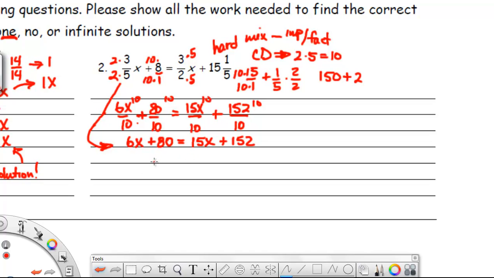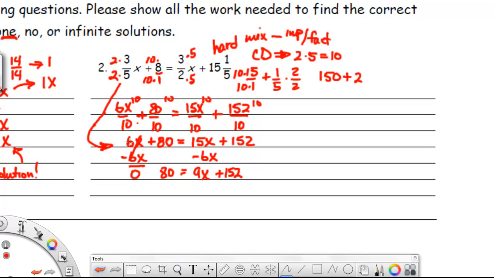Okay, now we've got an integer equation, so we look at our x terms, which one's the smallest of the two. Just like we did on number 1, I'm going to subtract 6x from each side. That goes to 0. And then 15 minus 6x is 9x. The 152 comes forward. And then 80 comes forward. So now my new equation is 80 equals 9x plus 152.